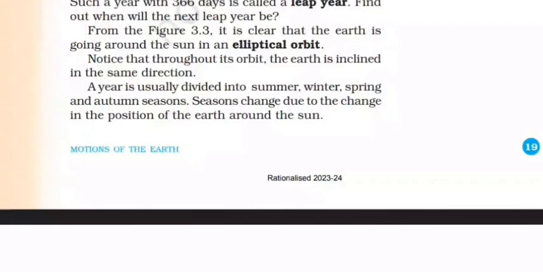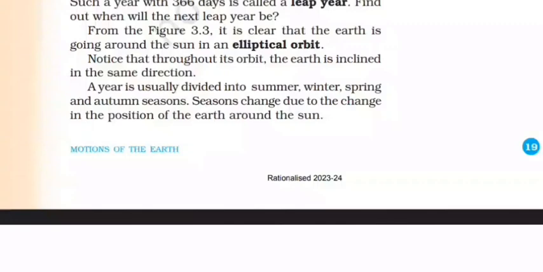From figure 3.3, it is clear that the earth going around the sun is in an elliptical orbit. What people usually think is that whenever the earth revolves around the sun, it is a spherical shaped orbit, but it is not. Actually, it is an almost egg-like shape, but not exactly like an egg either, and that kind of shape is usually called an ellipse. That is the reason why the shape of the orbit of the earth is called elliptical.